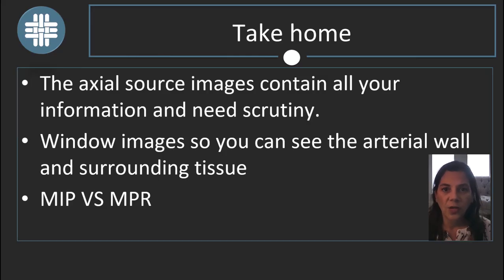This concludes our analysis of CTA interpretation. I have a few take-home points for you. First of all, analyze your source images carefully. They contain all the information that is going to be reformatted. Second, window the images so you can see the arterial wall and the surrounding tissues. That is very useful when you're going to detect dissections and atherosclerosis.